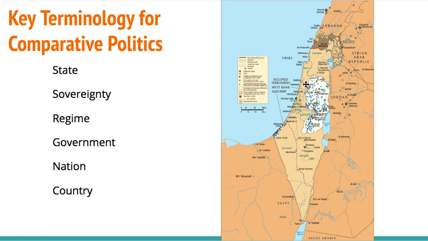Okay? A regime is a word that you hear frequently in the news, and the news likes to use the word regime to talk about a country that we don't necessarily like. So in the news you hear them talk about the North Korean regime or the Syrian regime.